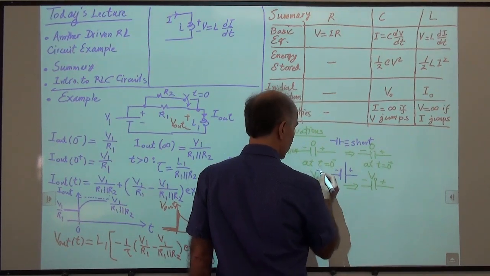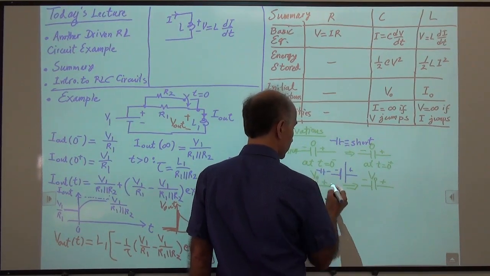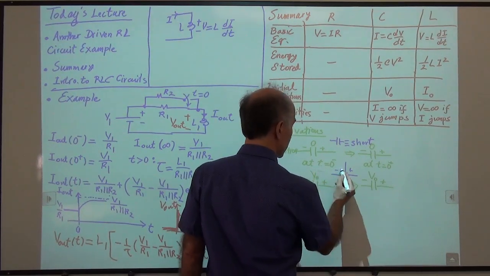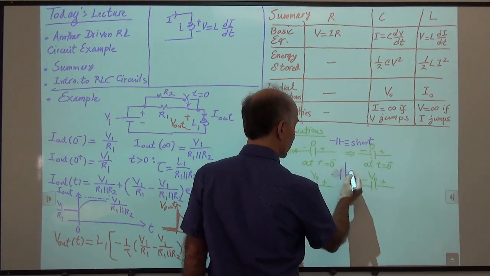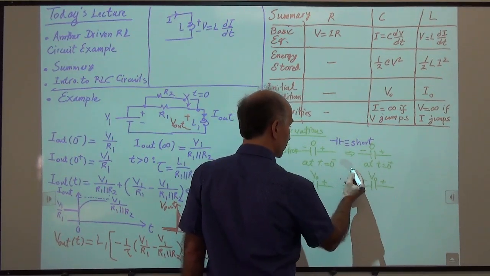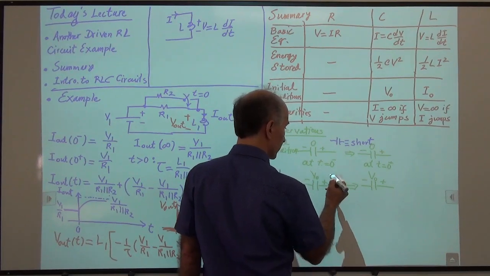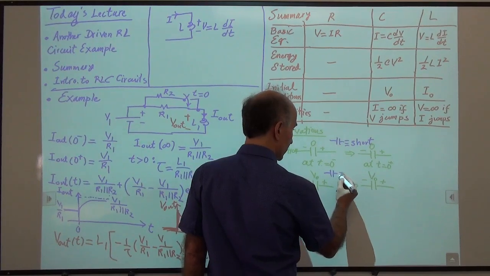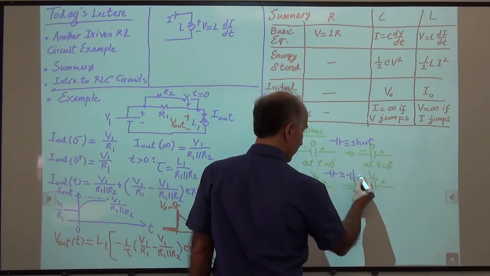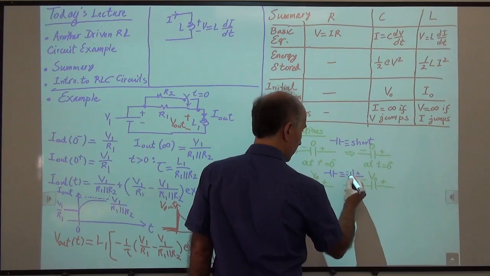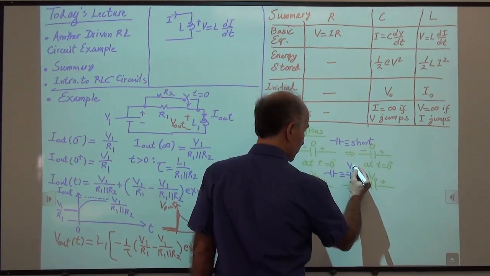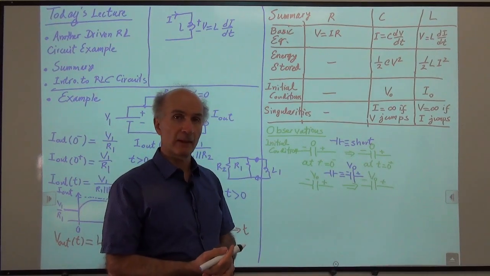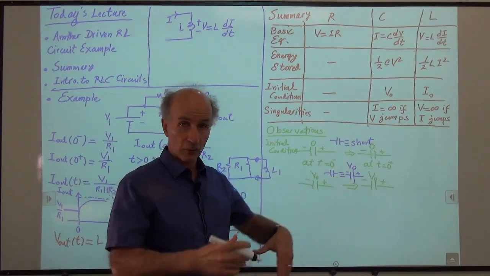So we say the capacitor is equivalent to a battery of value V0 in this short amount of time. So the capacitor is equivalent to a battery of value V0 between 0 minus and 0 plus. All right. So neither of these are essential when we're analyzing the circuit.